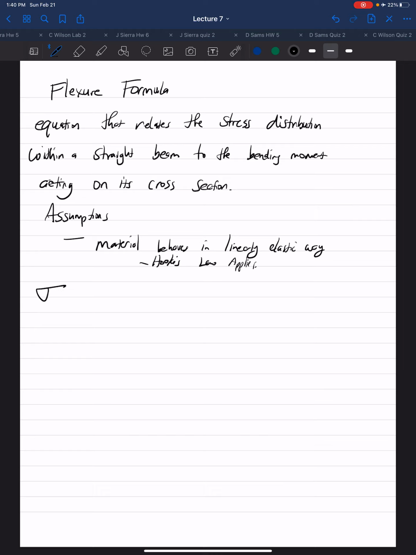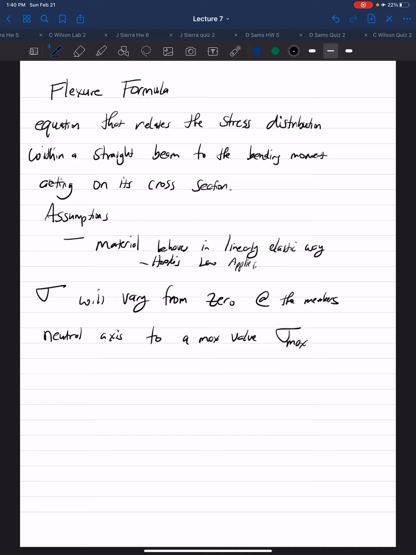So your bending stress will vary from 0 at the member's or beam's neutral axis to a maximum value at a distance C, which is the farthest distance away from the neutral axis.